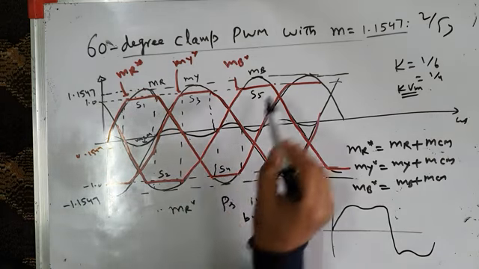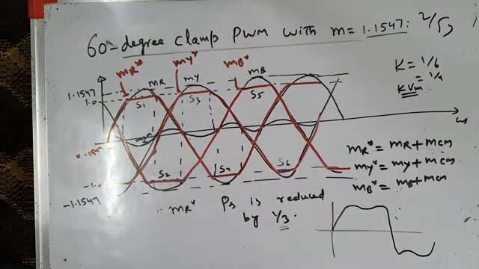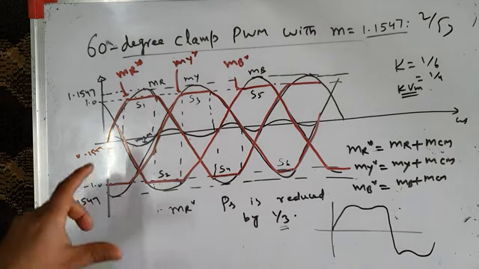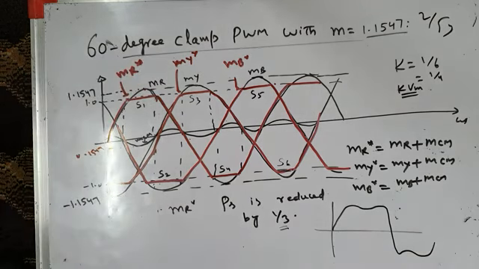Phase leg Y and phase leg B also get clamped to the positive and negative DC bus for 60 degrees each. So this results in a 60 degree clamp. This is the 60 degree clamp PWM technique. Now we have discussed in today's lecture two methods of achieving this 60 degree clamp PWM.